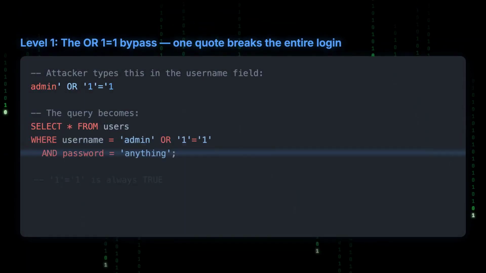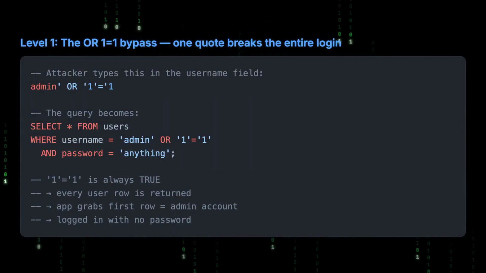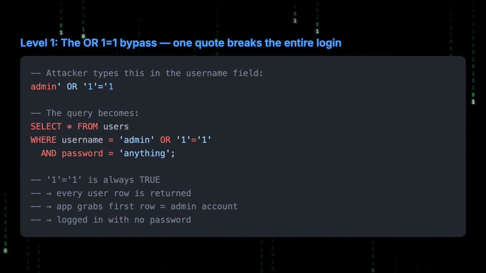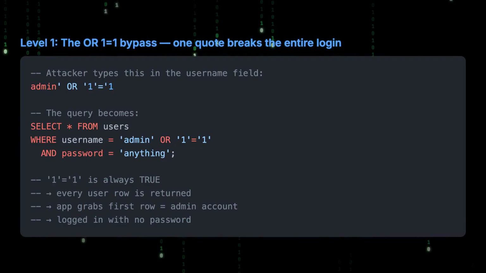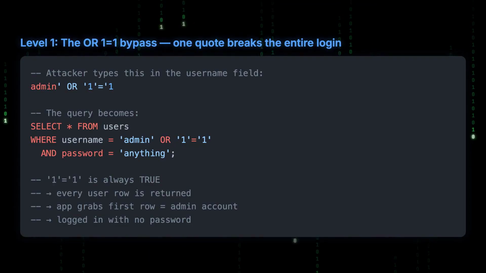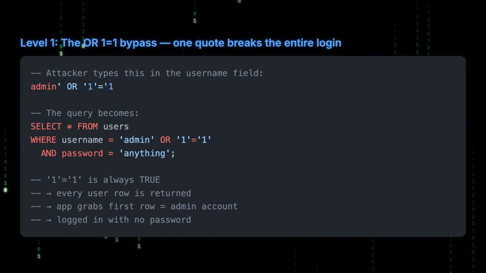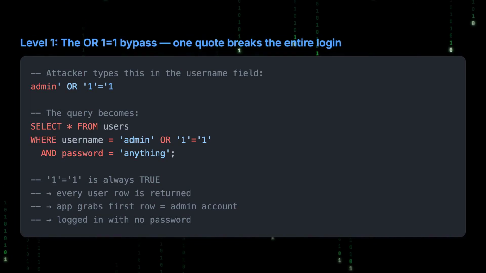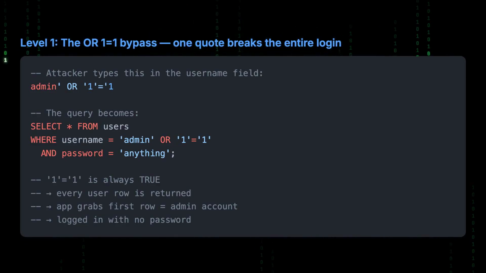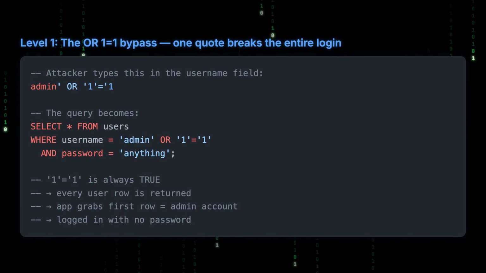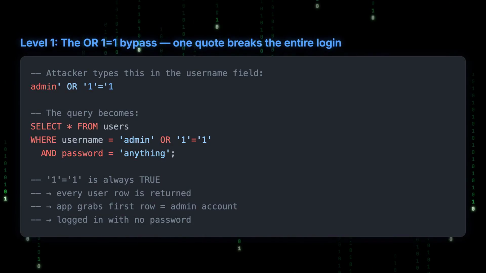The attacker types admin, then a single quote, then or 1 equals 1. That quote closes the username string early and injects new SQL logic. Since 1 always equals 1, the where clause is always true. The query returns every single user. The app grabs the first row. That is the admin account. Login granted. No password required.